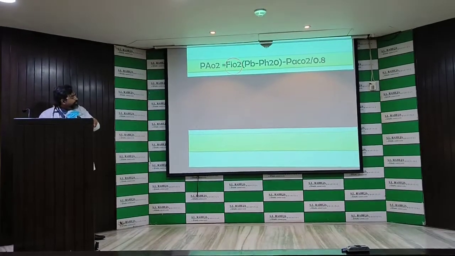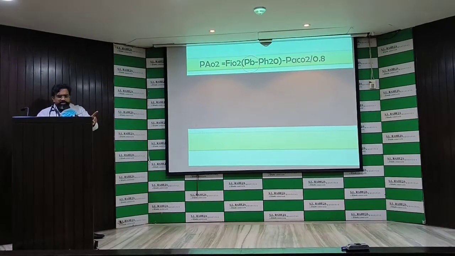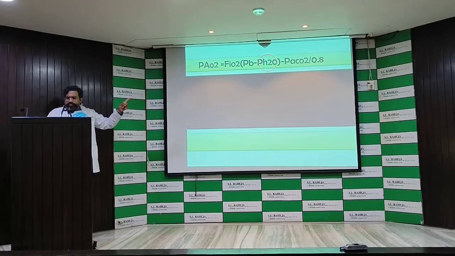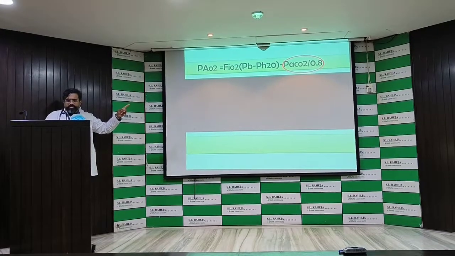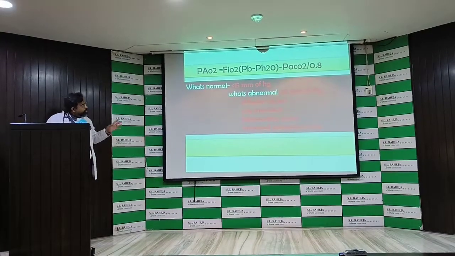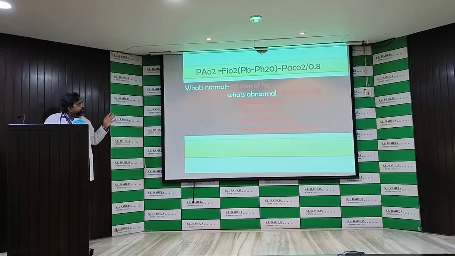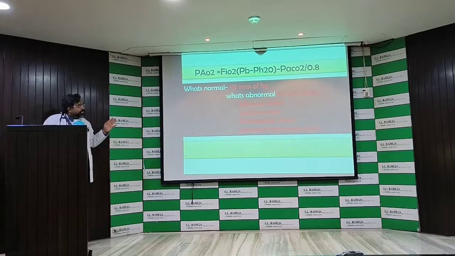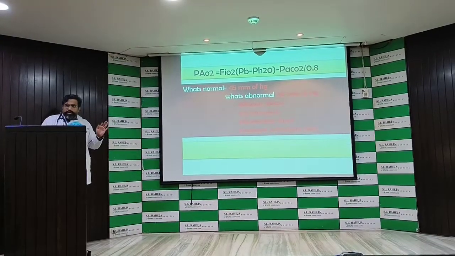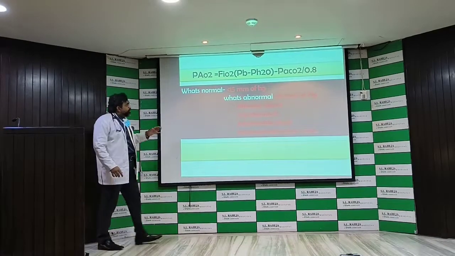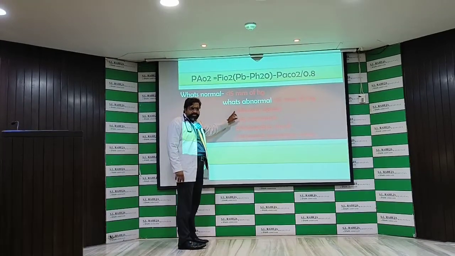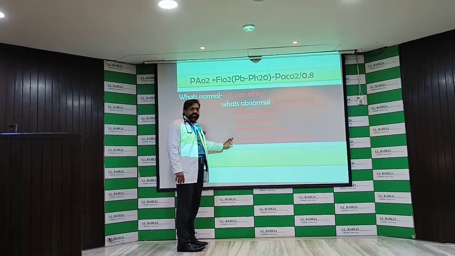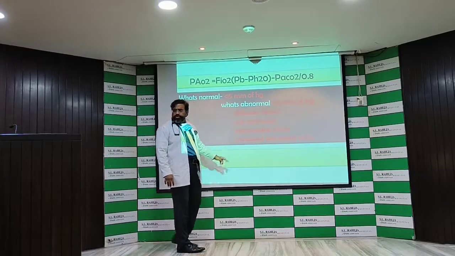Let's go ahead. This is the FiO2. This is the Pb, the barometric pressure. This is the water pressure, humidity, and PaCO2 divided by 0.8. Clear? What is normal? Less than 15 millimeters of mercury is normal for the gradient. If the gradient is more than 15, that is PAO2 minus PaO2 is more than 15, then you are basically dealing with either a diffusion defect, a VQ mismatch, an intracardiac shunt, or increased extraction ratio. These are the four things you are dealing with.